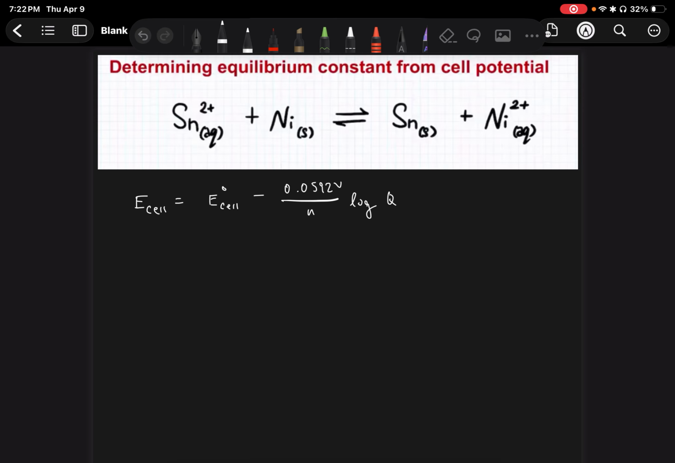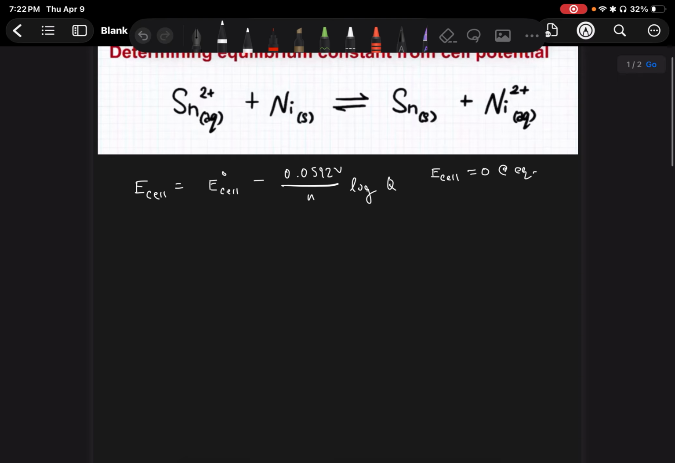Bro, I literally got this. It can't be hard. Okay, so at equilibrium, something I guess I just know now is that E cell is going to be equal to 0 at equilibrium. So, okay, wait, this is low-key easy now. I see it. I understand. Because we're only looking for this. This is the question mark. That's what we need to find. So we're just going to find that out.